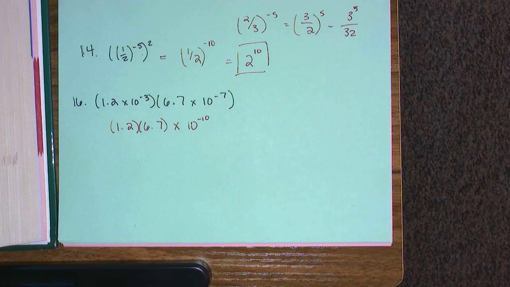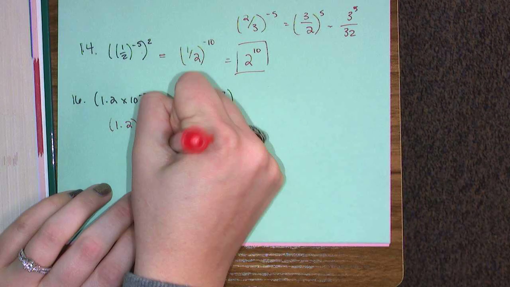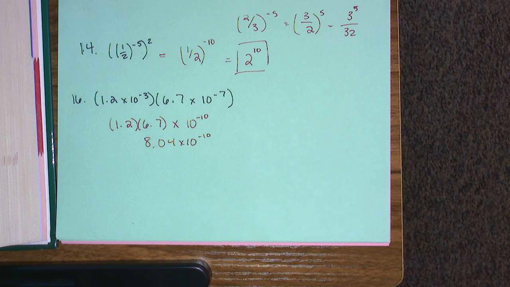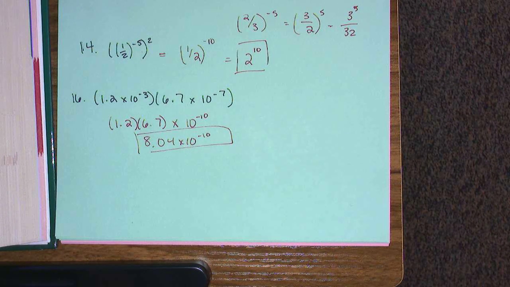So you can either just leave your answer here for now, or if somebody wants to grab their calculator, just for the sake of time, I'm not going to multiply. It's what? Okay, so 8.04 times 10 to the negative 10. No, because scientific notation is always going to be times 10 raised to some power. If it's positive or negative, that tells you what direction the decimal is moving, so you can just leave it.